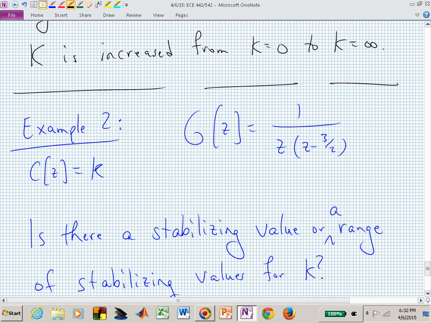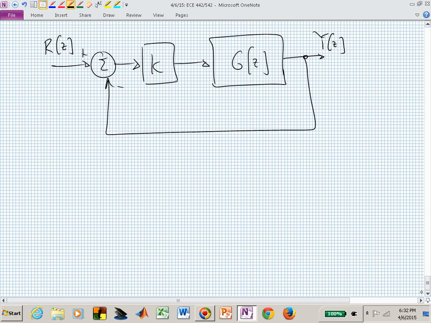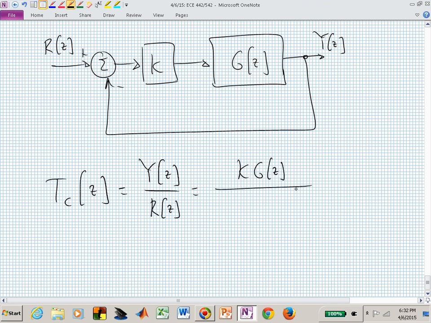Where are your open loop poles? 0 and 3 halves. Are you open loop stable? No, because one of those is outside the unit circle. But now what is your transfer function between the reference input and the output? This structure is not unlike what we've just looked at. That's our kg over 1 plus kg.